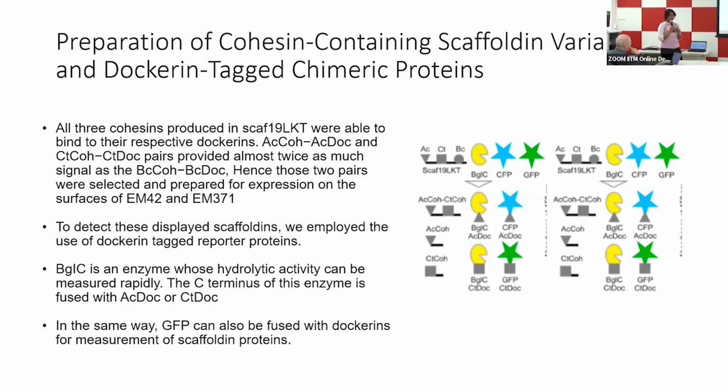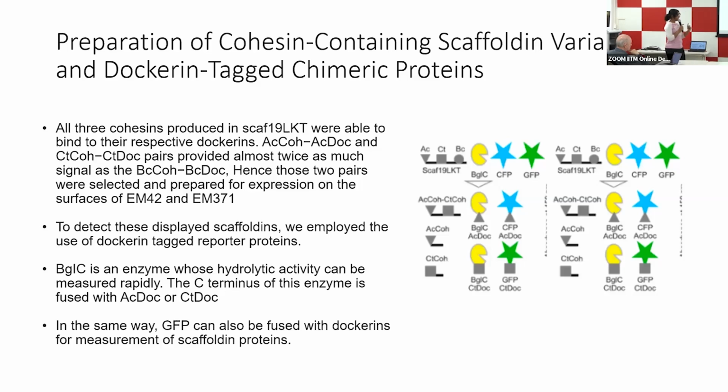This gene produced 3 cohesins: the AC cohesin, the CT cohesin, and the BC cohesin. But we saw that the AC cohesin and the CT cohesin had a much higher binding affinity with their respective dockerins compared to the BC cohesin dockerin pairing. So we eliminated the BC cohesin dockerin pairing. We can see here that we've taken the AC cohesin pairing and the CT cohesin pairing.